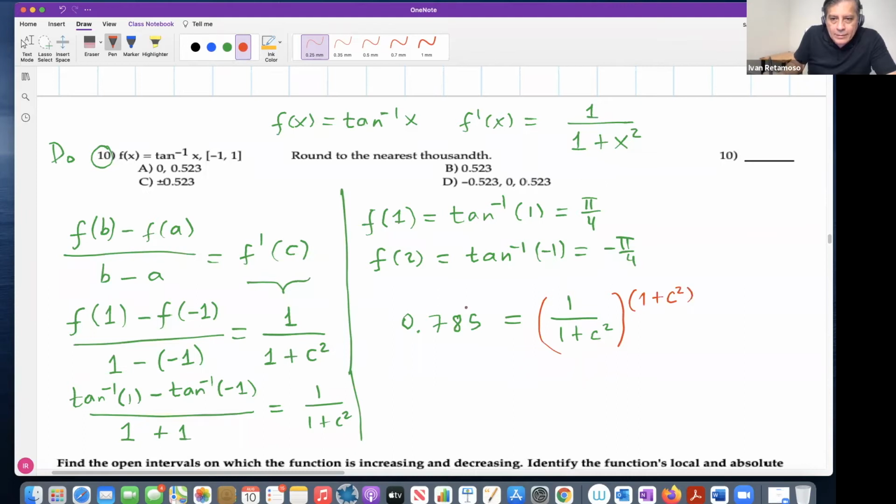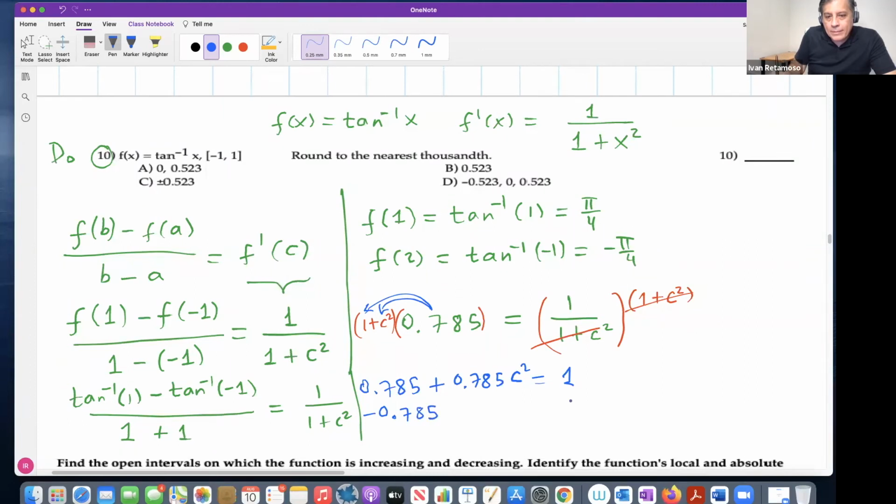In this case, it is 1 plus c squared. This cancels this. This is just 1. And on the left, I will have this times 1, 0.785, plus 0.785 times c squared, right? Times c squared when you multiply these two. Subtract this from both sides of the equation, right?